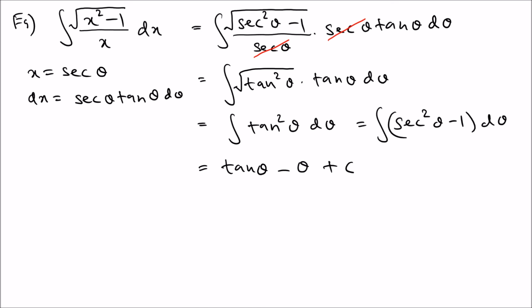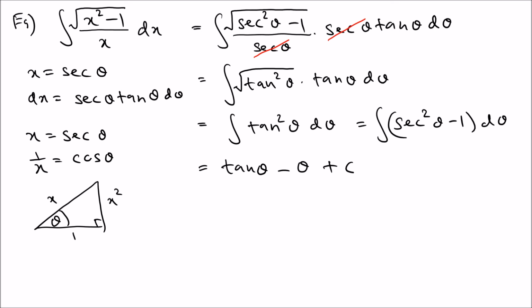Now what we need to do is find tan and theta in terms of x. For that, what we normally do is draw the triangle. We know that x equals secant theta, so if you flip it upside down, 1 over x is cosine theta. That means we can draw the triangle here. If this is theta, this is the cosine, that means adjacent over hypotenuse. So this is going to be 1, and this is x. So this side is going to be the square root of x squared minus 1, according to the Pythagorean theorem.